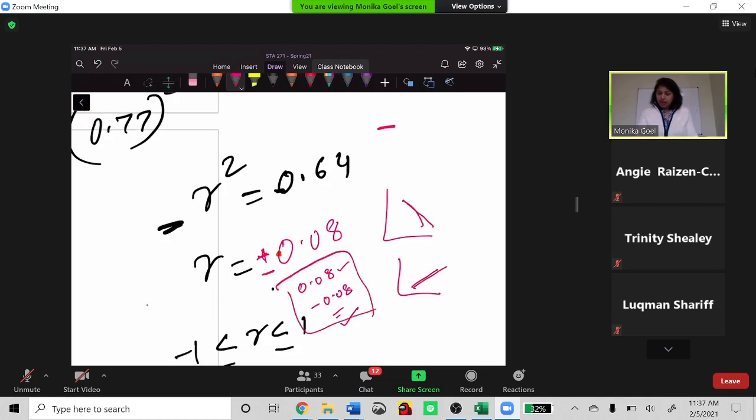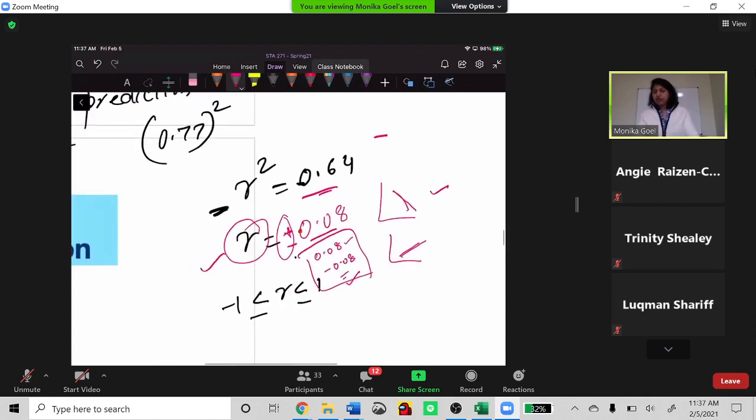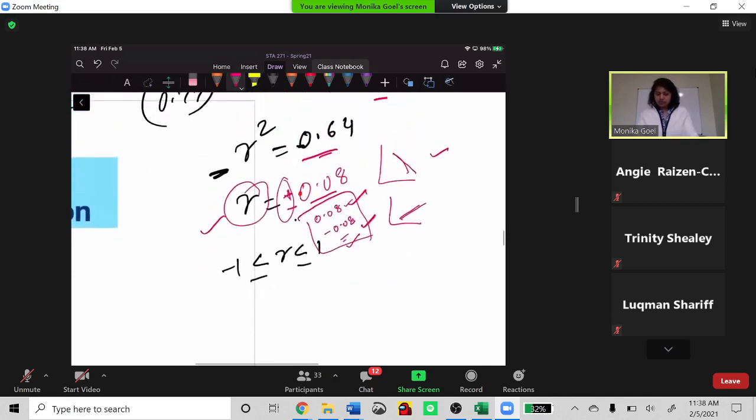So when you have r, finding r square is easy. You just do the square. If you have 0.8, positive or negative, you do the square, you get positive. But when you do the square root, you get both values, positive and negative, and you cannot take both. You need to pick one, and if you are picking one, you need more information. So look either at the scatter plot or at the slope, and that will give you the correct value to pick. Questions?